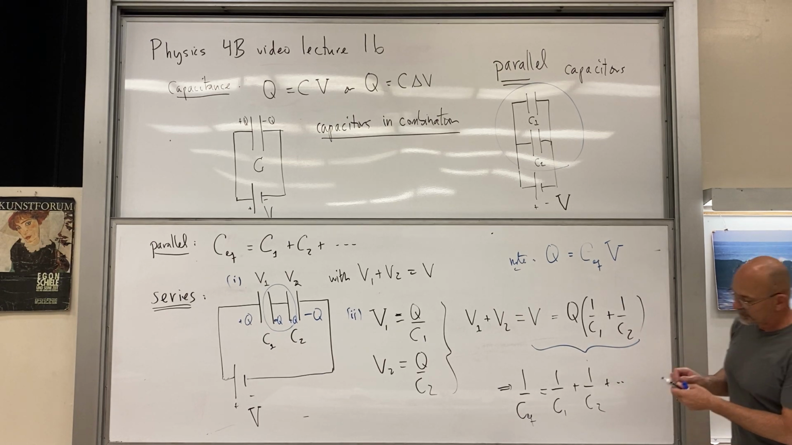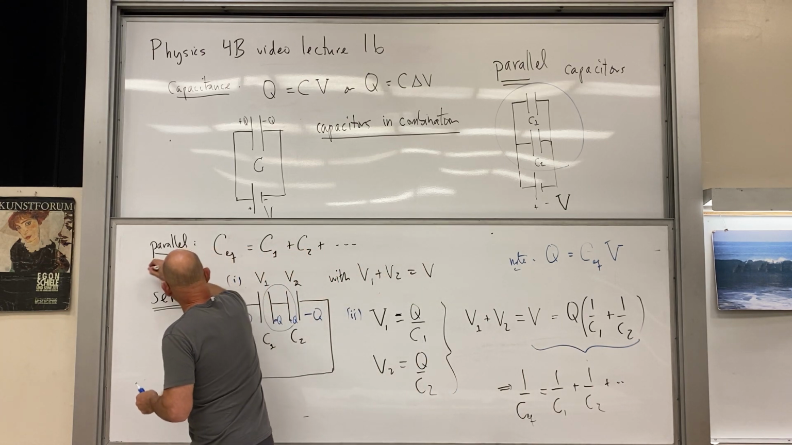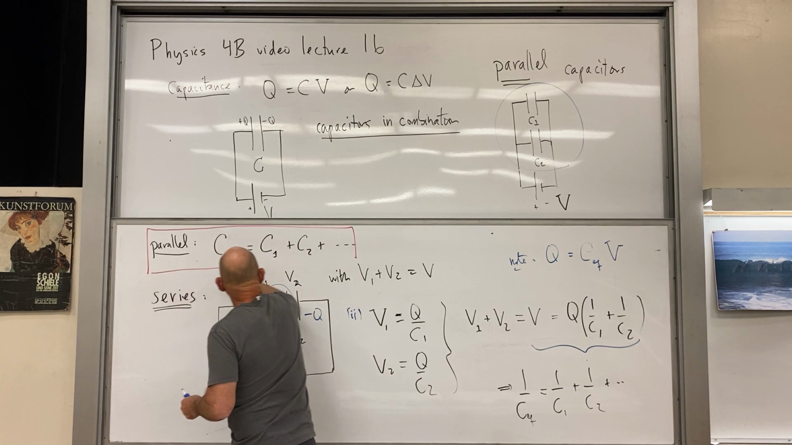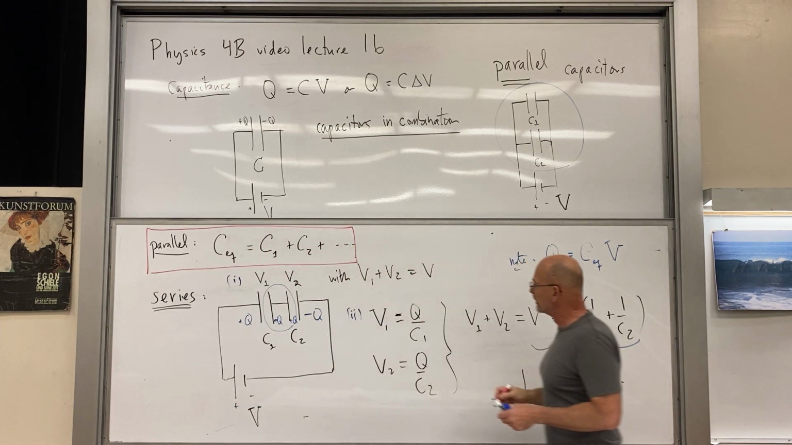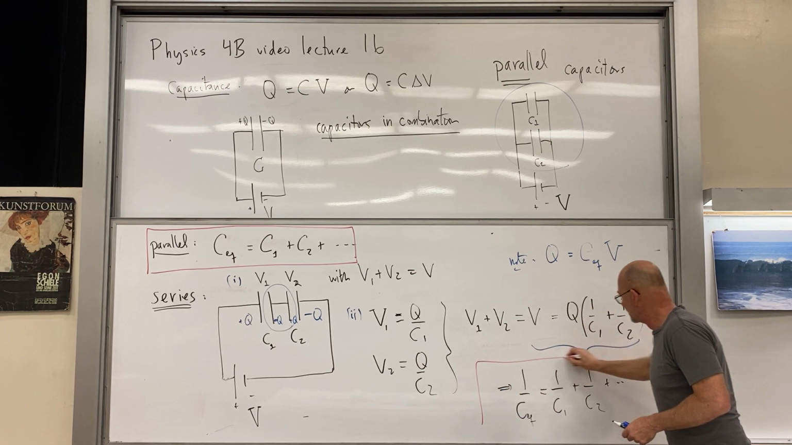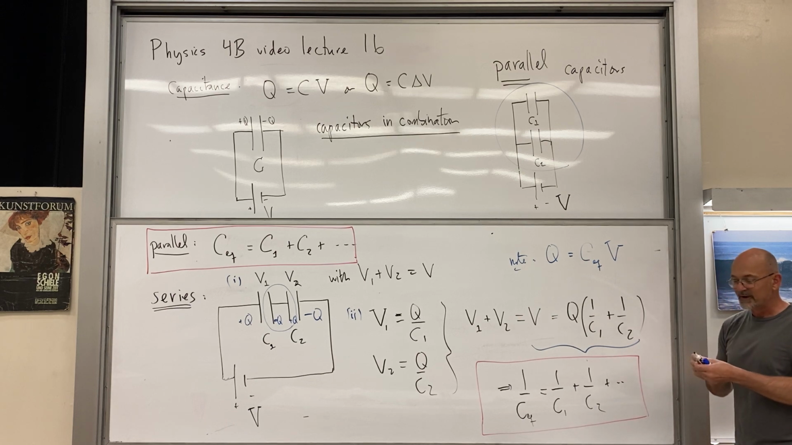So good. What do we have here? Let's go ahead and put them in red. These are our equivalent capacitances for capacitors in parallel, and this is the equivalent when you're wired in series.